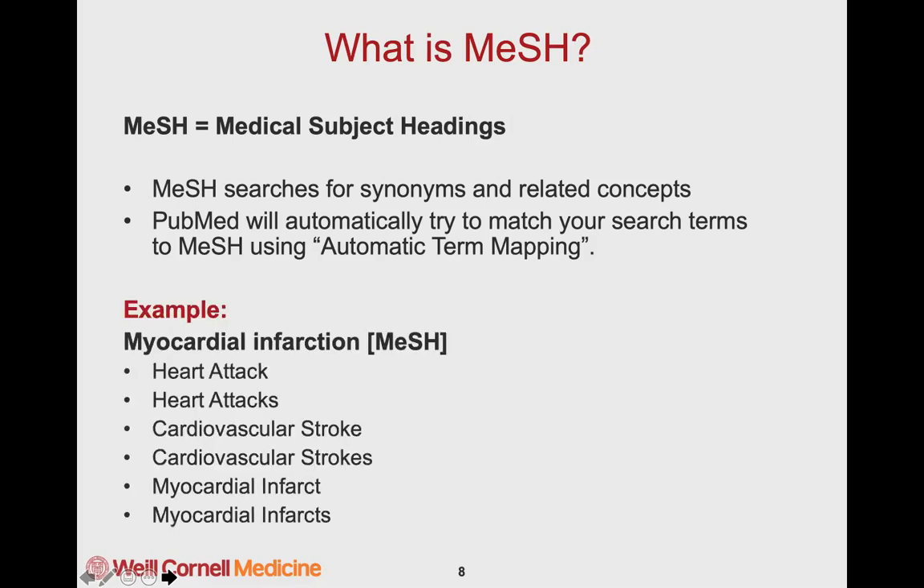So here's just a quick example. Say, for instance, I was looking for literature on a heart attack, and that's what I entered into PubMed. PubMed would match this to the closest MeSH term, which is myocardial infarction. And these are just a few other examples of entry terms that would also map to this MeSH term. So you can be assured that when you're typing your search terms in PubMed, they're going to try to match it to the best MeSH term, and you're going to get all the relevant literature.